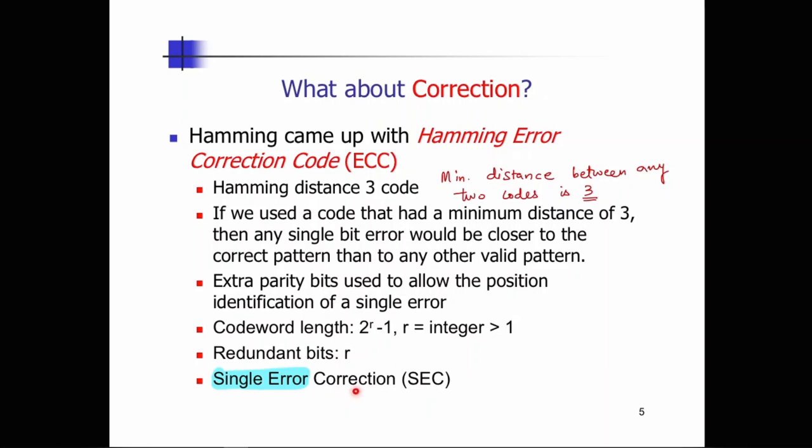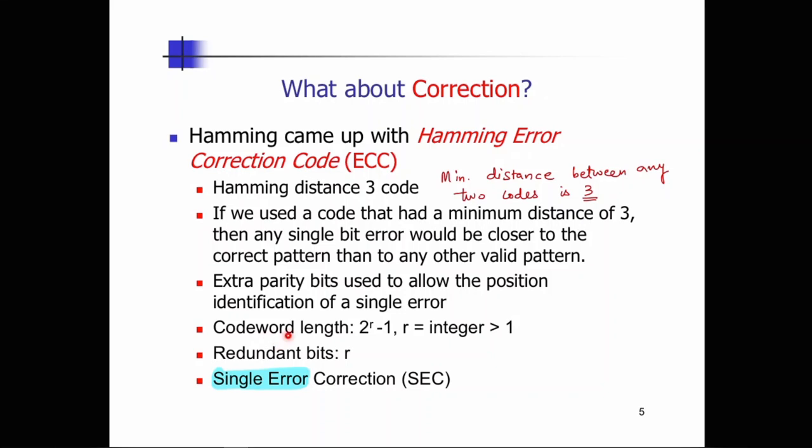For single error correction, if you want more capability than that, then we might have to change that Hamming distance limitation. All right, moving to the third item here, the extra parity bits or the redundant bits used to allow the position identification of a single error. So we are not going to have one parity bit, we are going to have more than one parity bit, and all those extra parity bits are going to allow us to identify where that single error occurred.